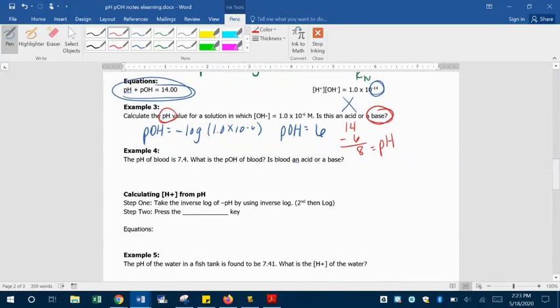Okay, let's try another one. The pH of blood is 7.4. What is the pOH of blood? So I know my pH is 7.4, and I'm looking for pOH. And what I know from my equation above is that pH plus pOH equals 14. So I can simply do 14 minus 7.4 and get my pOH, which is 6.6.